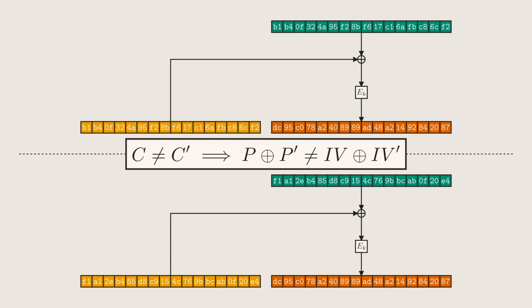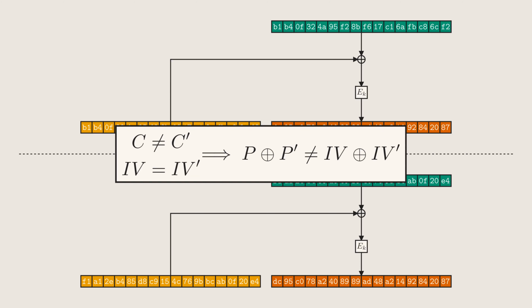That said, if IVs are not properly generated, then things get worse very quickly. For example, if the IVs are equal, which would happen if an IV is static, or if it just gets generated and then reused, then this right-hand side simplifies to 0, and we can rewrite this as a non-equality between the plaintext blocks, or as an equality as the case may be.